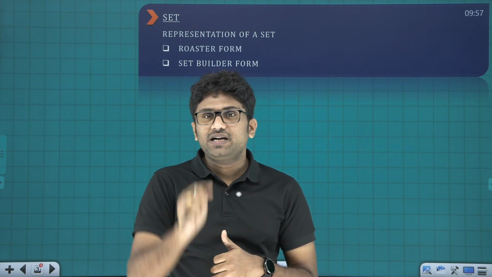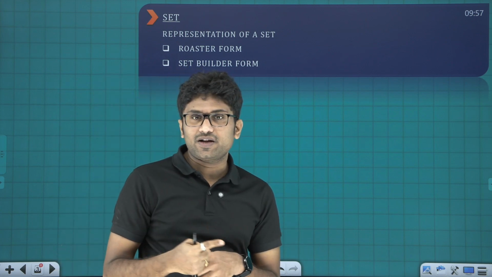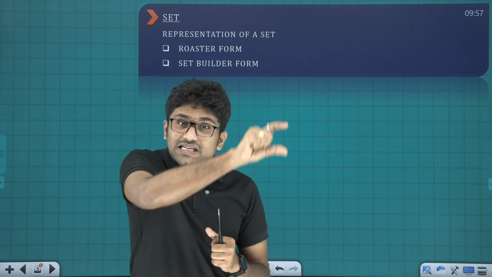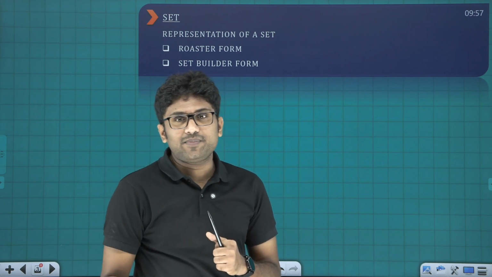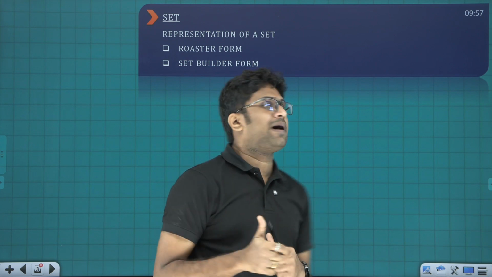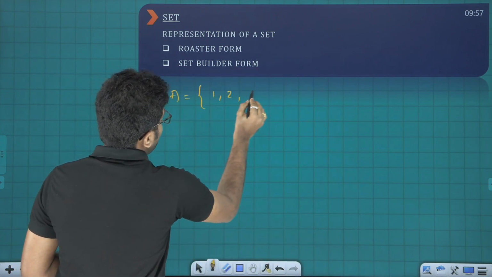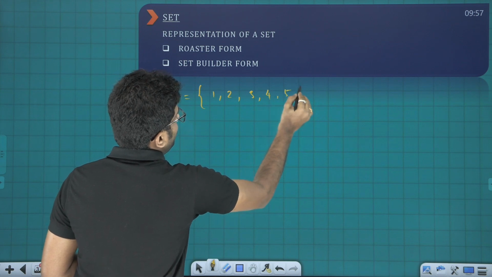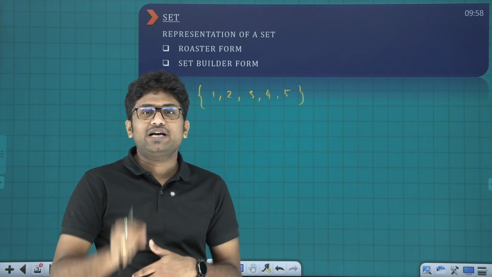Sets can be represented in two different forms. One is roster form, another is set builder form. In roster form, we list out all the elements, whereas in set builder form, we won't list out the elements. We just write the property possessed by the elements. Example, let set A be equal to the set of 5 elements 1, 2, 3, 4, 5. This way of representing the set is called roster form.